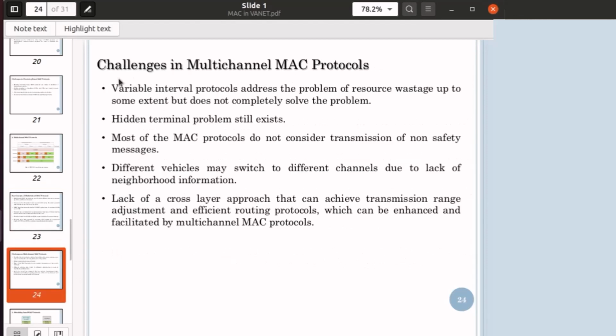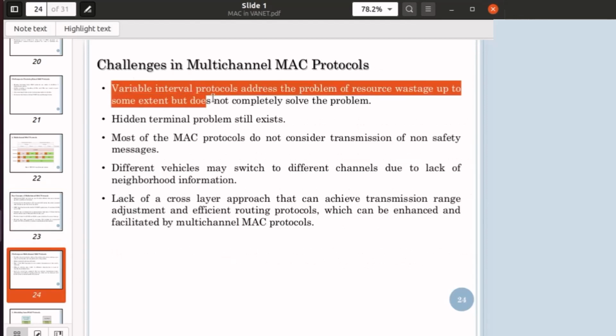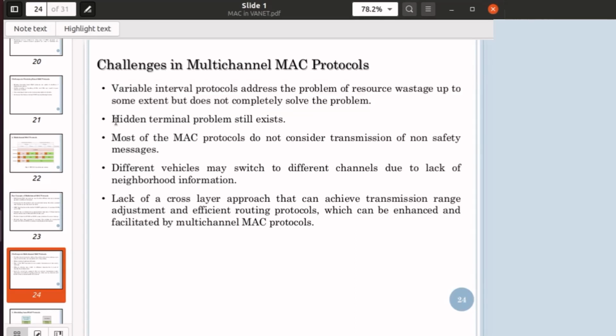What are some existing challenges? Variable interval protocols address the problem of resource wastage up to some extent, but do not completely solve the problem. And the hidden terminal problem still exists. What is the hidden terminal problem? I think you should know already.